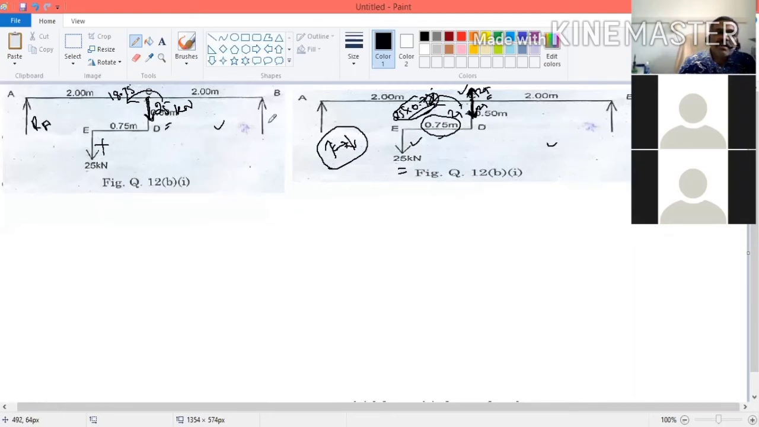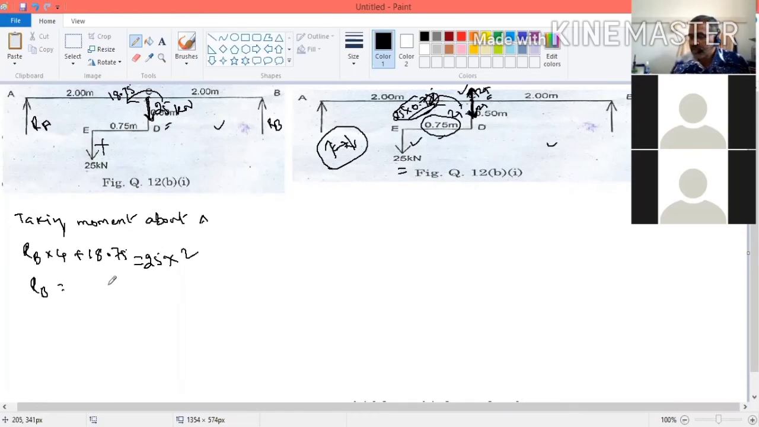You first find the reactions Ra and Rb. Now take moment about A. This will create a counterclockwise moment, so Rb into 4 meters, plus the couple that is already there, which is also counterclockwise. Here you need not put a distance because it is already a couple. The unit is kilonewton meter. That is equal to the 25 kilonewton force, which creates a clockwise moment, so 25 multiplied by 2. Then Rb is equal to 7.8 kilonewton.